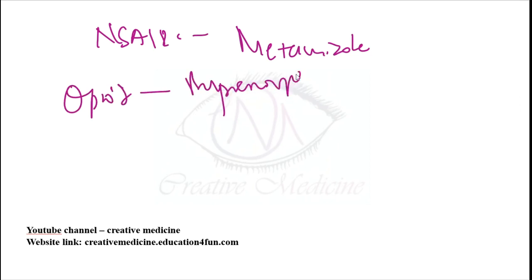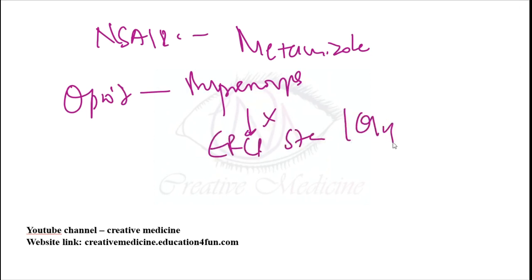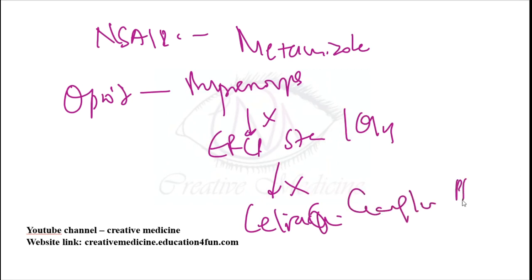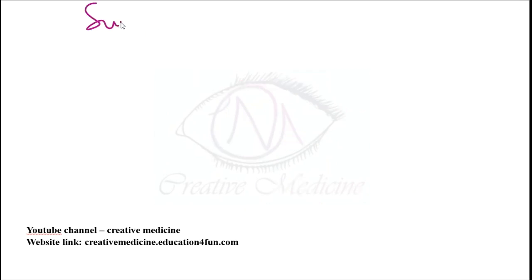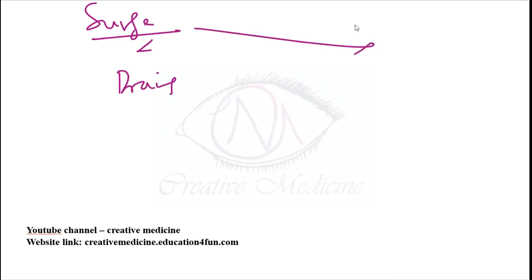Even after giving metamizole and buprenorphine, if the pain is not relieved, then you should do ERCP with stenting or stone removal. Even after that, if pain is not relieved, then celiac ganglion blockade should be done, and if pain is not relieved even after that, then surgery can be done. So these are the different steps of management. Now if you see surgery, you have two things. One, you have drainage procedures.